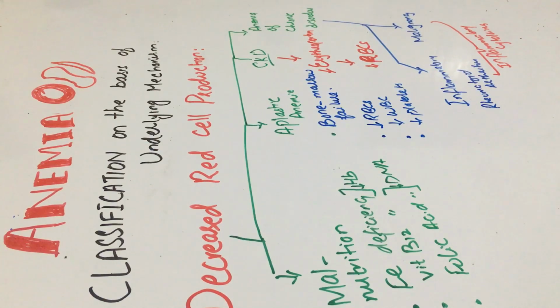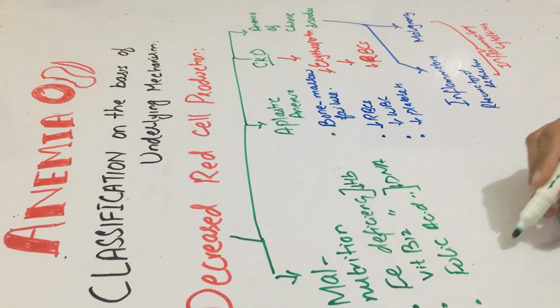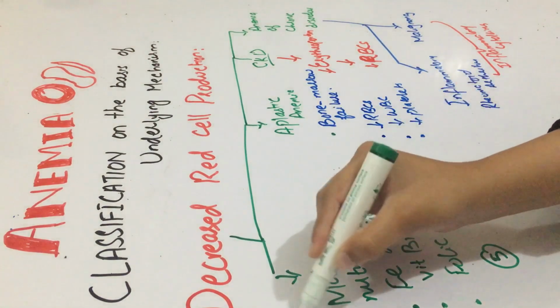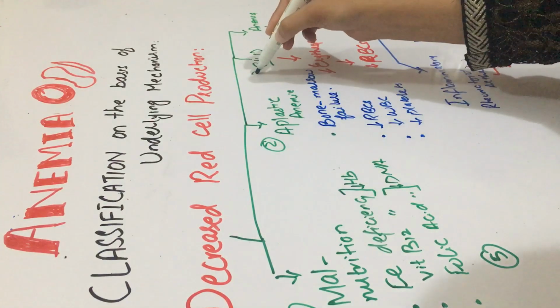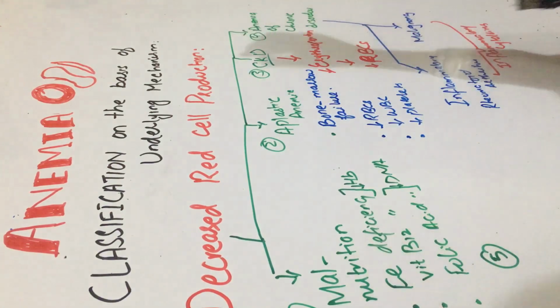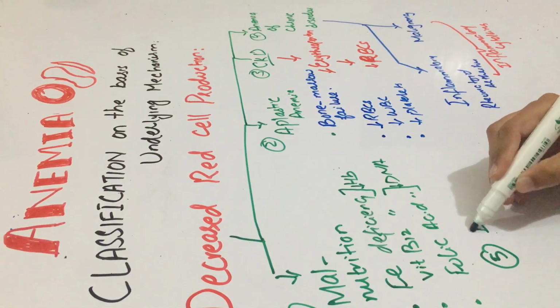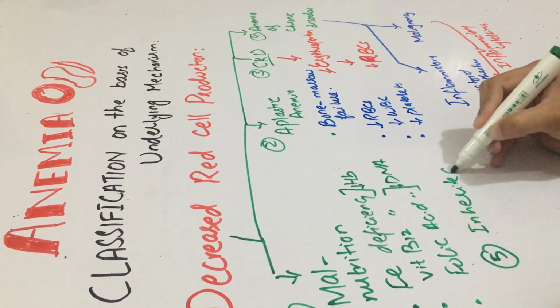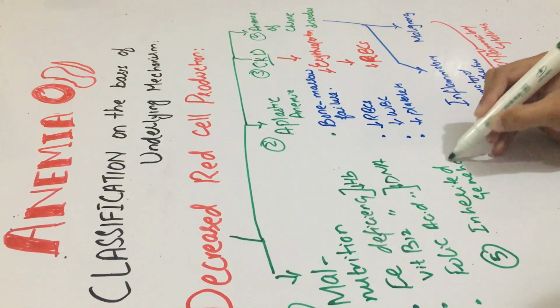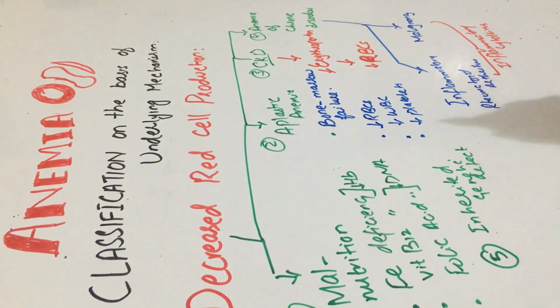So that was about the anemia of chronic disorder. The fifth cause in which there is reduced red cell production could be inherited genetic defects. So the fifth could be, after malnutrition, aplastic anemia, CKD, and anemia of chronic disorders, any inherited genetic defect in which there is decreased production of red cells.